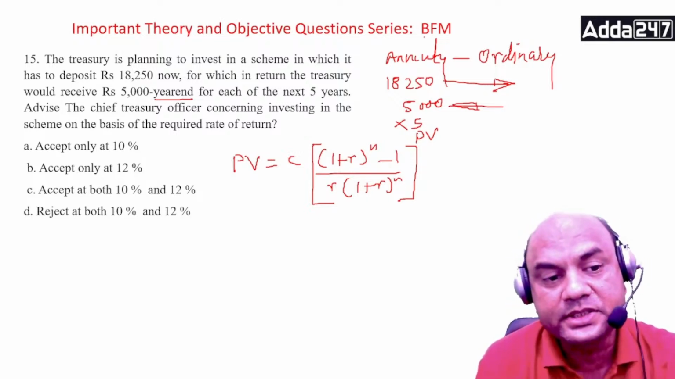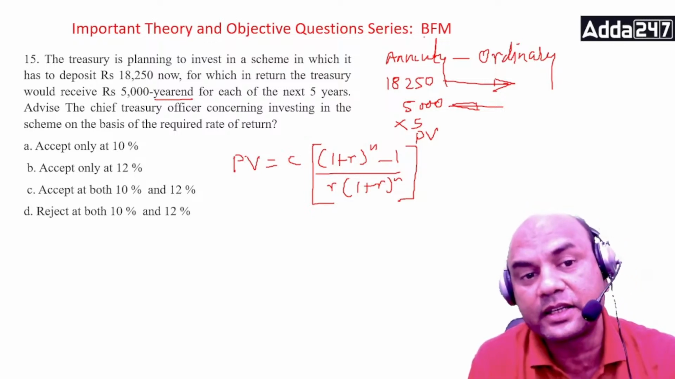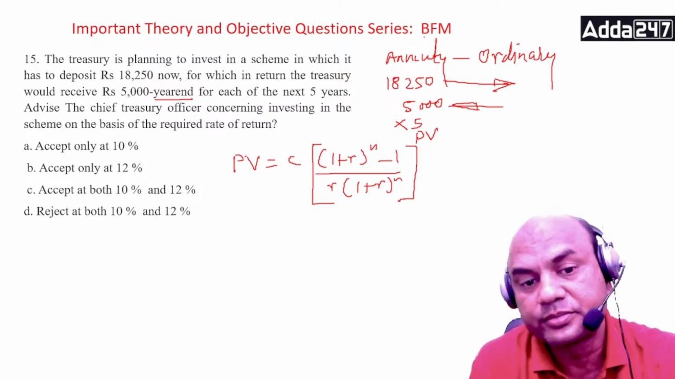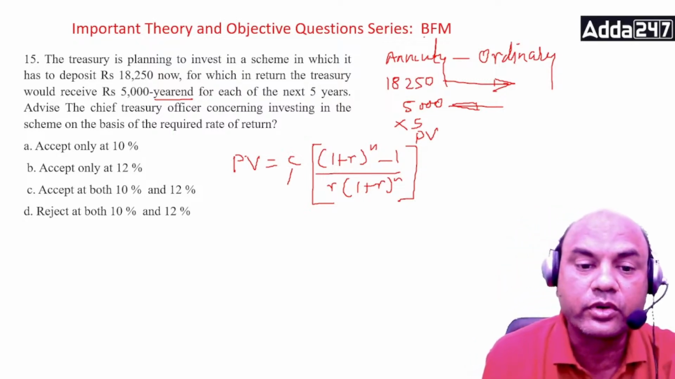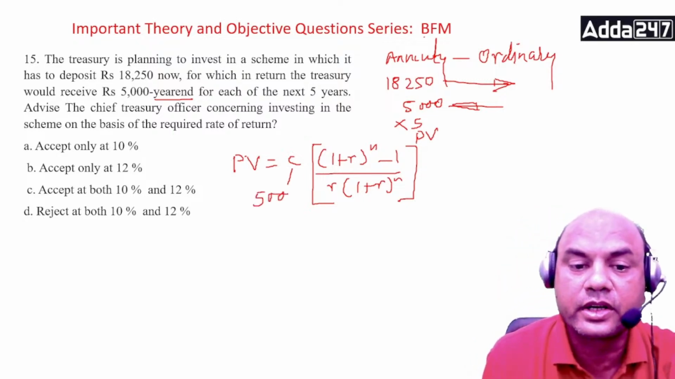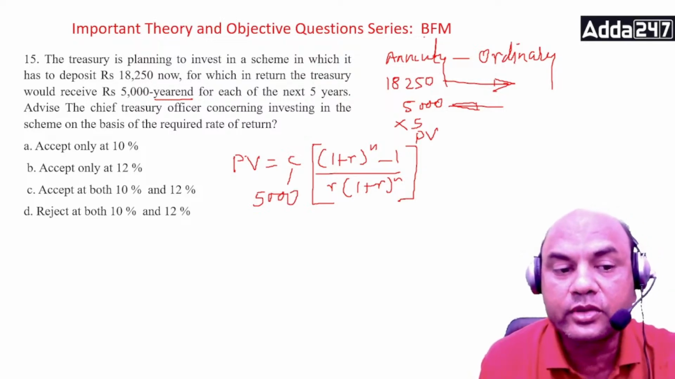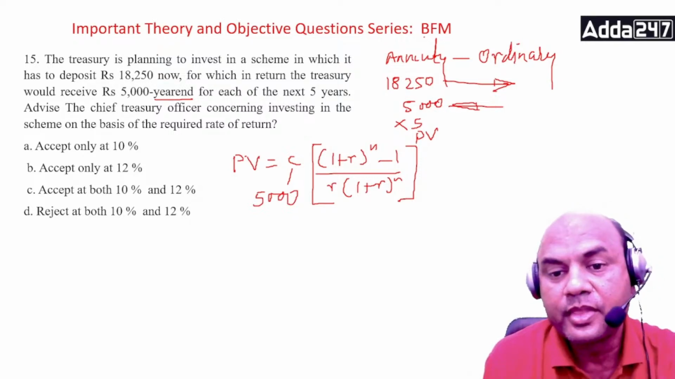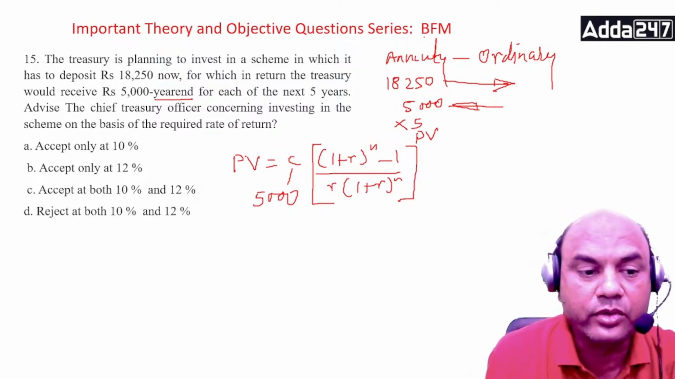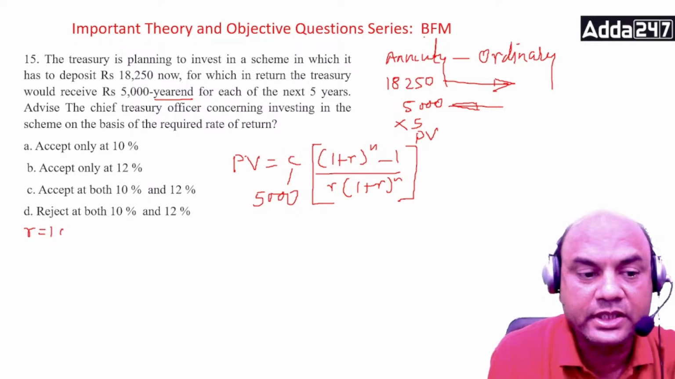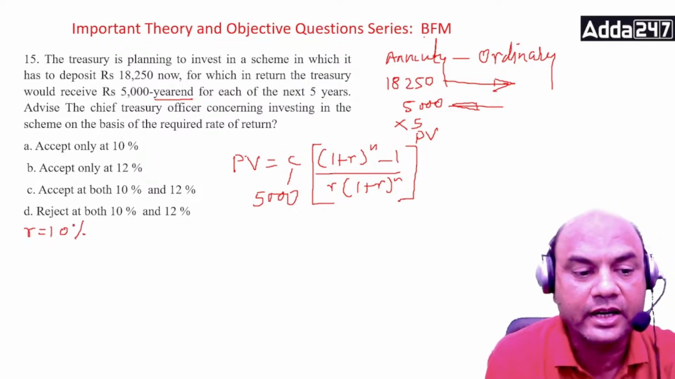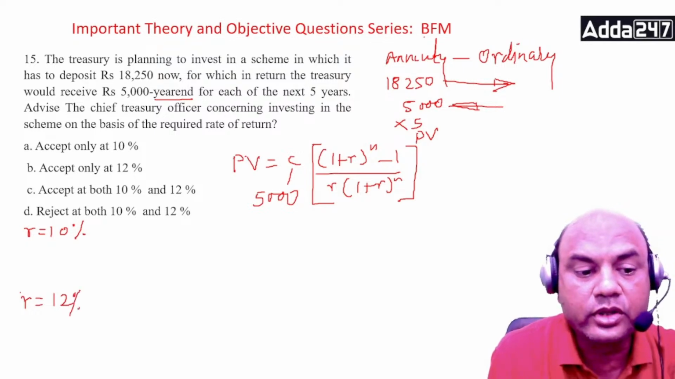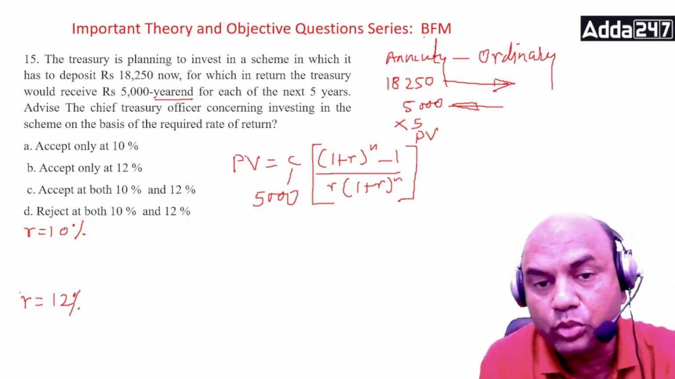Now what are the options given? Look at the options and choose those options. Both of them you'll have to solve. C is what? Your 5,000, what you get every year. R is what? Now there are two R's. Everyone pay attention now. One R is, I'll write it over here, R equals 10%. Look at the options given. And second R is R equals 12%. Okay. So you'll have to use the calculations 2 times.